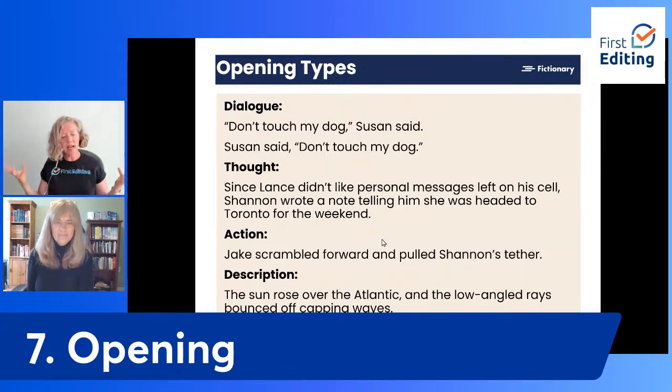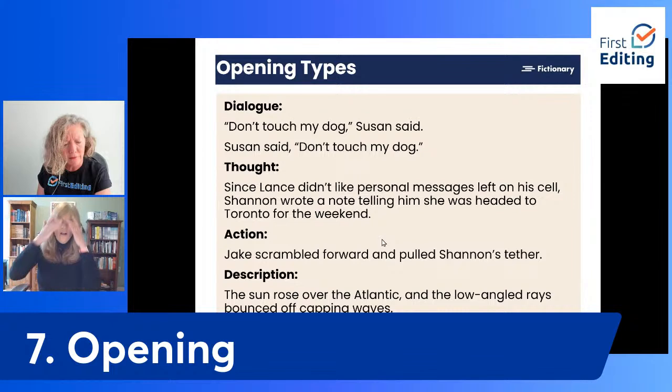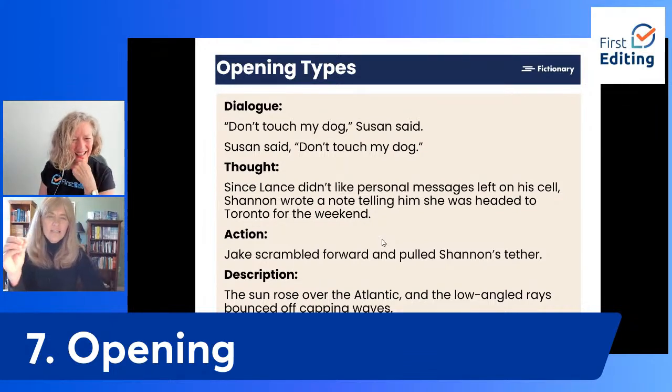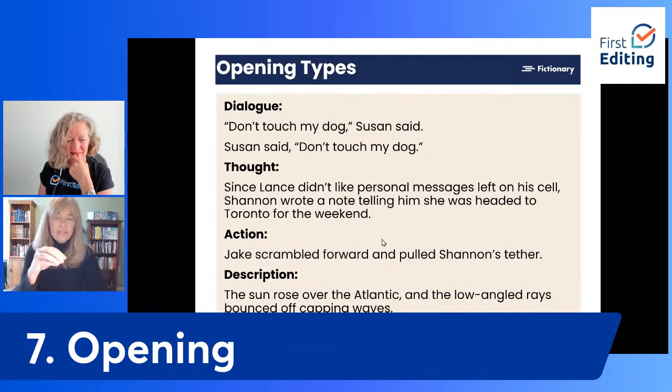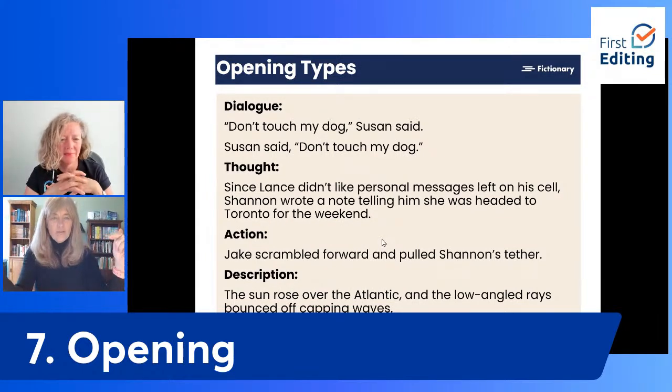So when you have dialogue, thought, action, description, these are different ways of entering into the opening of the scene. "Don't touch my dog," Susan said. Susan said, "Don't touch my dog." So how you're presenting that, what are we referring to here? All this means is if the first line is "Don't touch my dog, Susan said," or "Susan said, don't touch my dog," that's dialogue. It doesn't matter that "Susan said" is at the beginning. It's still considered opening the scene with dialogue. So you don't want to assume that because you flip the sentence around, it's not repetitive, opening too many scenes in a row with dialogue. It still counts as dialogue.